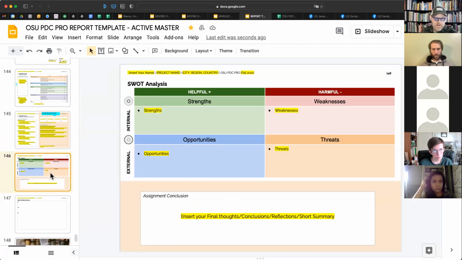Finally, we've got our SWOT analysis. And this is a SWOT analysis of your design. Some folks have kind of veered off of this concept, but the SWOT analysis is of what you produced or the assignment. So what are the strengths of this design? What are the weaknesses of this design? What are further opportunities from this design? So we're asking you to take another step within your design process and ask, where is this great?